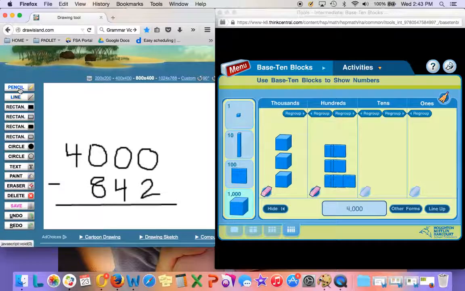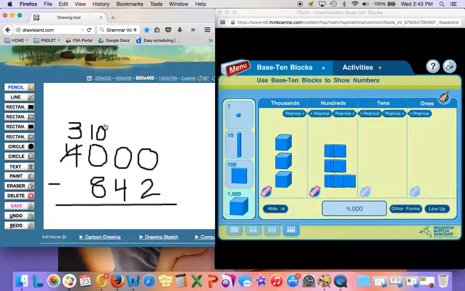I'm going to go ahead and cross out my 4,000, and I'm going to regroup it. I'm going to take 1,000 out, so I'm left with 3,000, and I'm going to regroup it into 10 hundreds. So again, this number has not changed. It's still 4,000, even though it looks like 3,000. But there's 10 hundreds next door, which makes it that 4,000 still. Okay, this still does not help me over here, so I need to continue regrouping.